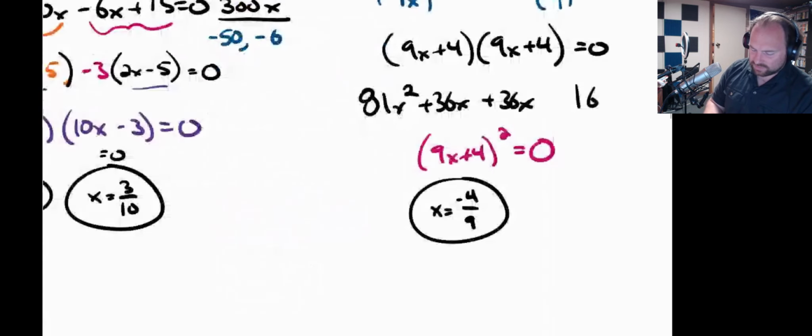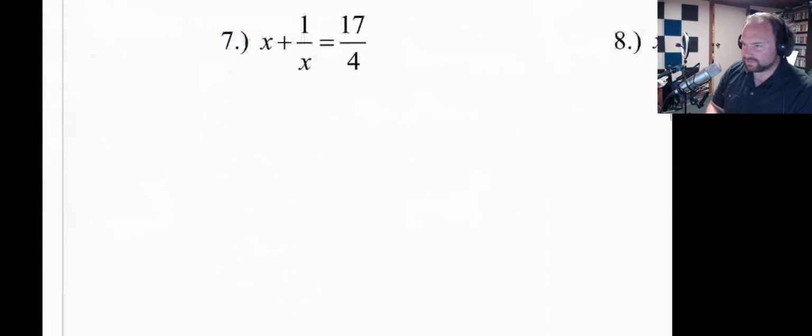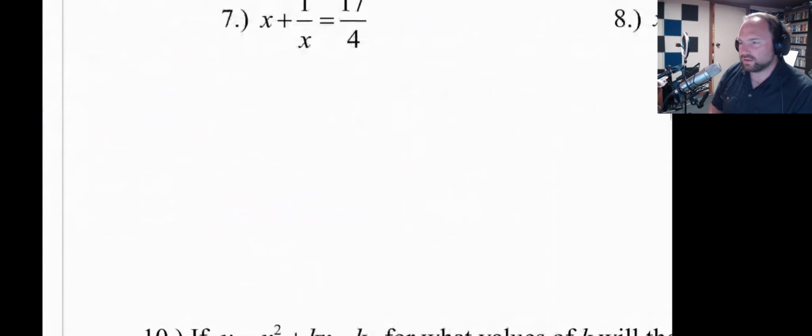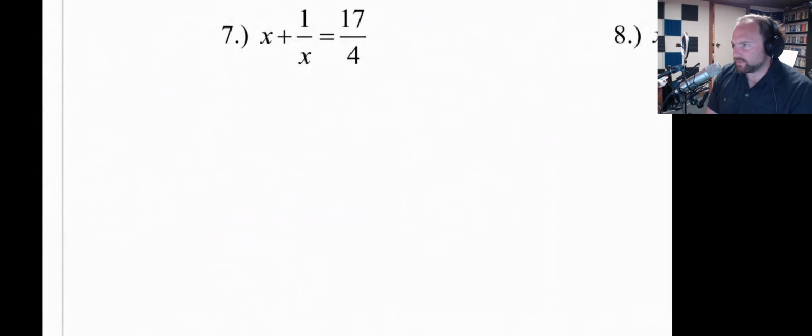So let's go ahead to number 7. Things are going to start getting a little real down here in this section. Again, we're going to use a really common strategy on this one. I'm really glad this problem is a part of it.